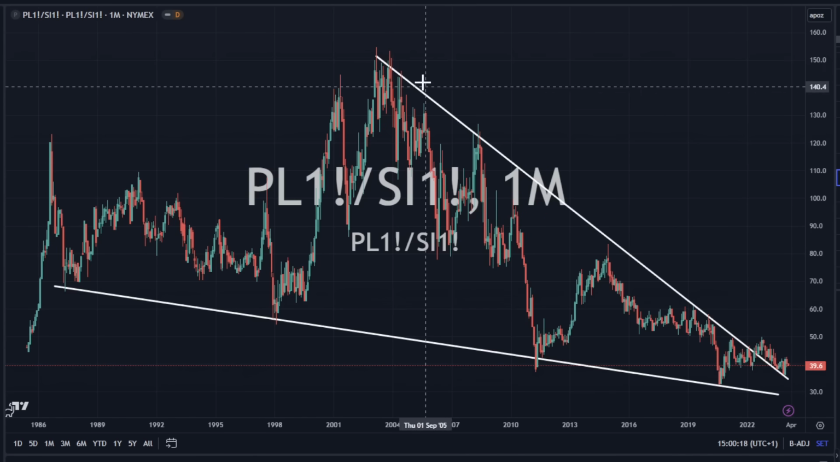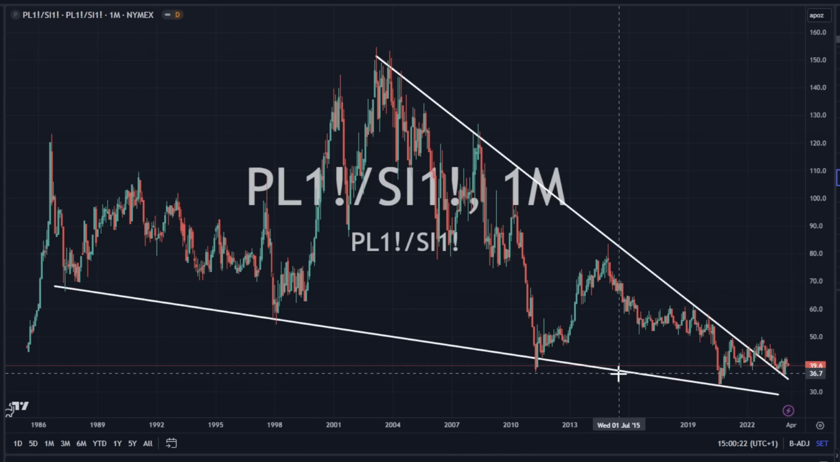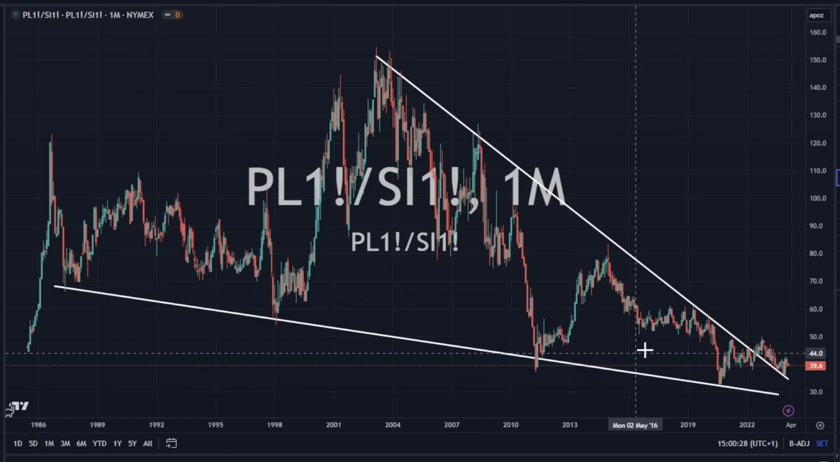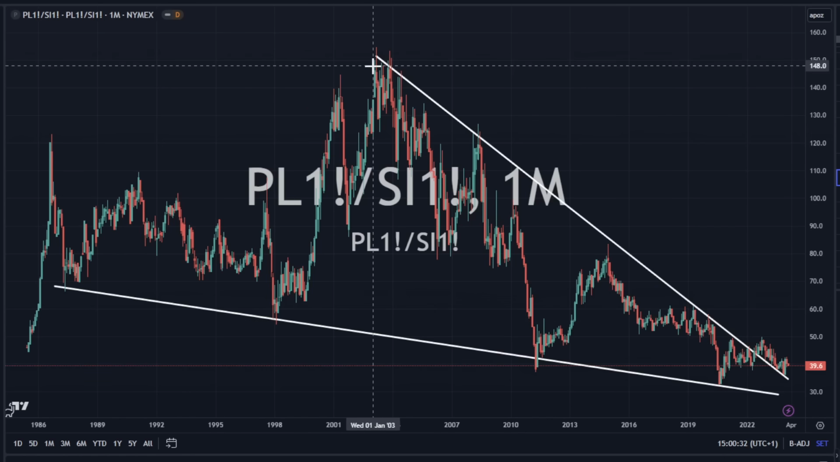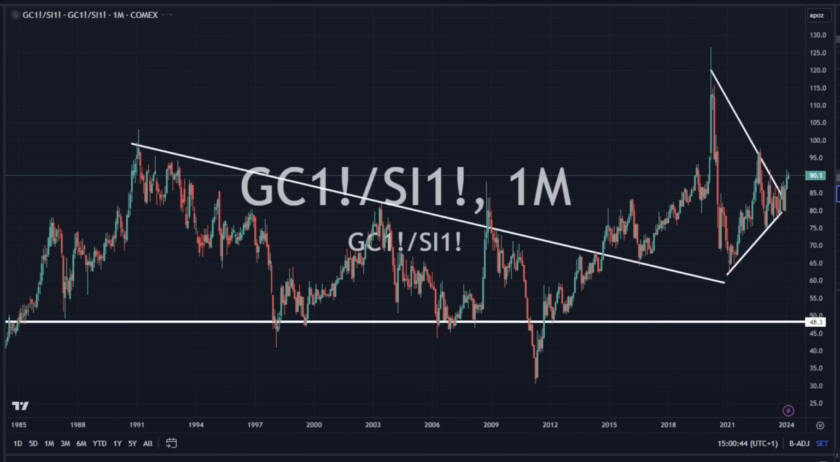We've broken out of the downtrend. We're at a very cheap ratio, about 39.6 to 1 ounce. So 1 ounce of platinum can buy only 39 ounces of silver. And if this were to go back to all-time highs, it's about 150. That would go from 40 up to 150. Pretty big move, a little over 3x, if it were to do that.